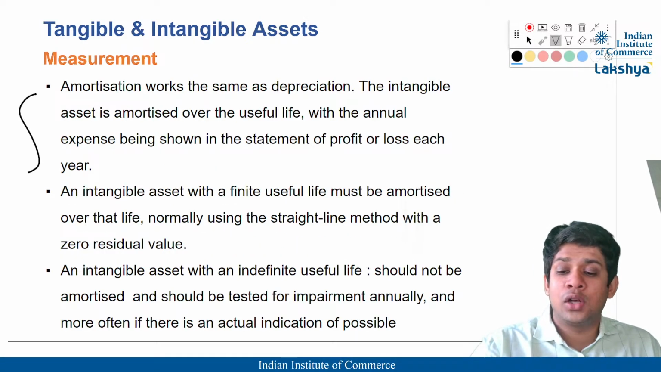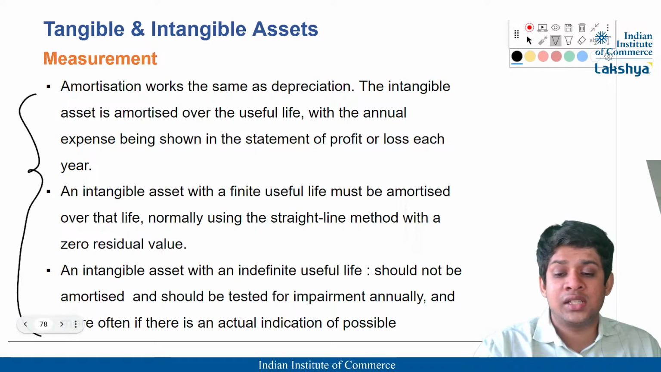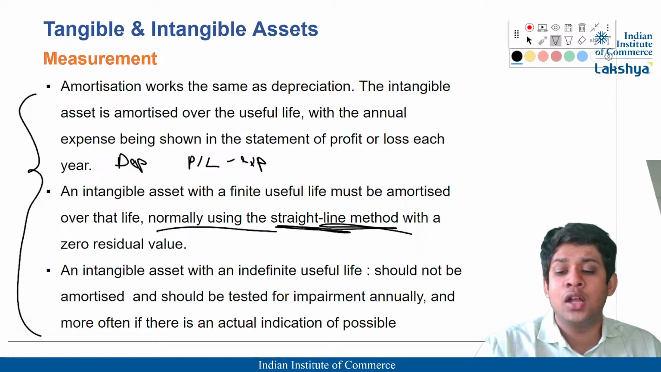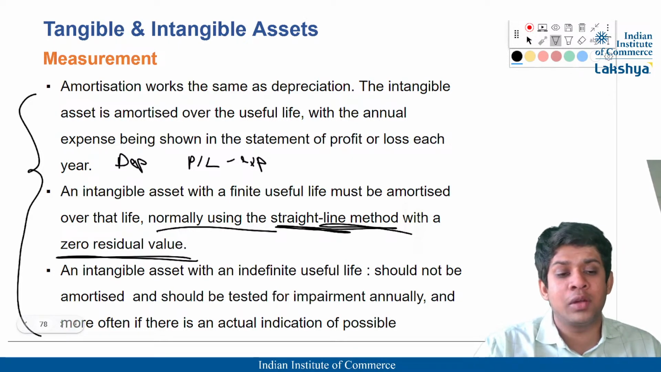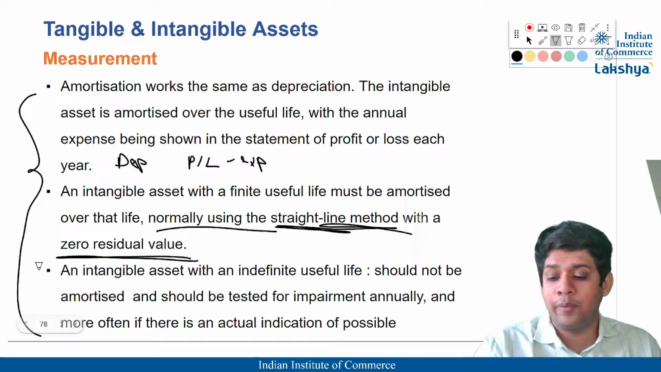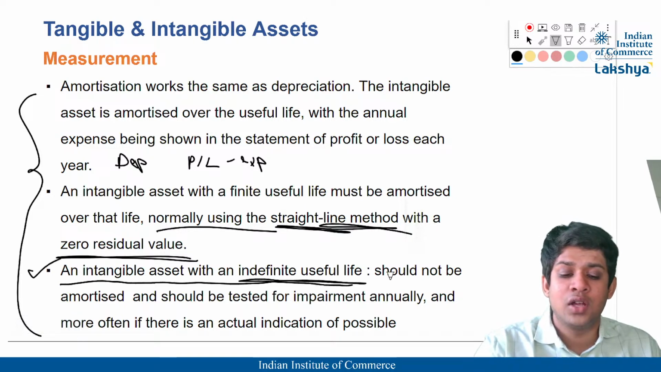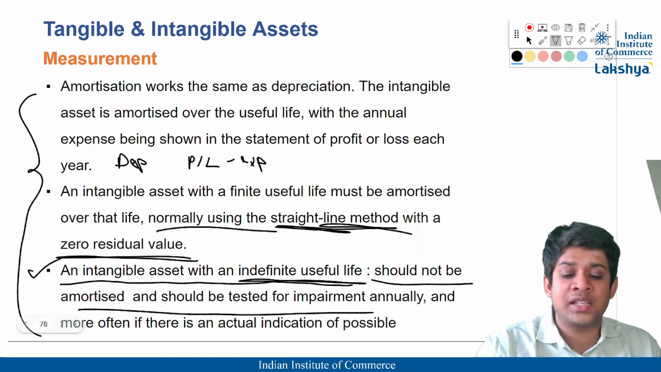So I've already explained to you the concept of amortization. It is a systematic allocation just like your depreciation, and some amount of the intangible asset is every year taken to your P&L as an expense. So I don't need to go through all this part, and normally it is amortized using the straight line method, and you have to consider zero residual value because most of your intangible assets do not have a scrap value.